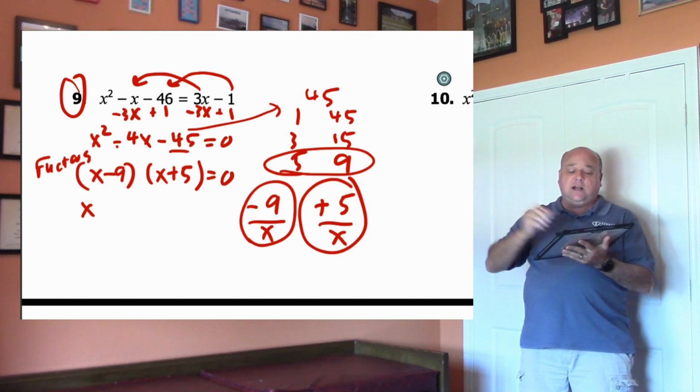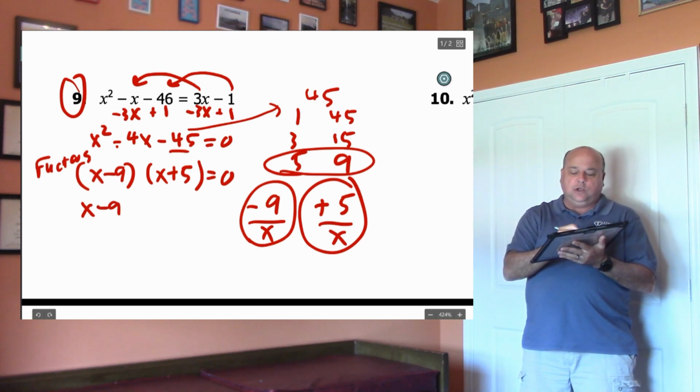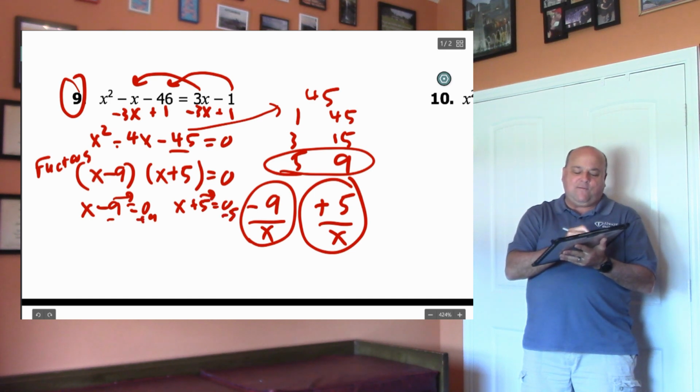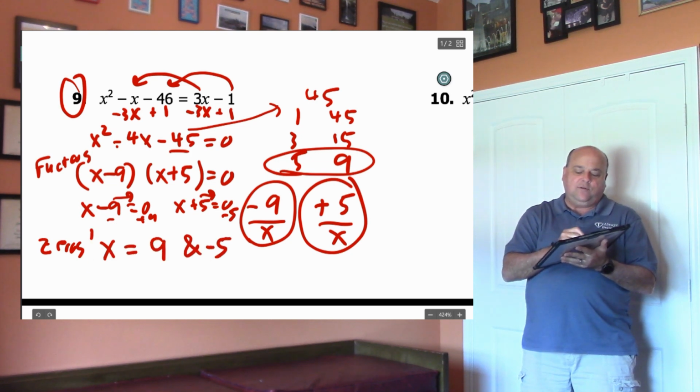The zeros and the factors are opposites. But if you need to, x minus 9 equals 0, x plus 5 equals 0. Move over the numbers. I'm going to plus 9. I'm going to minus 5. So my zeros will be x equals 9 and negative 5.